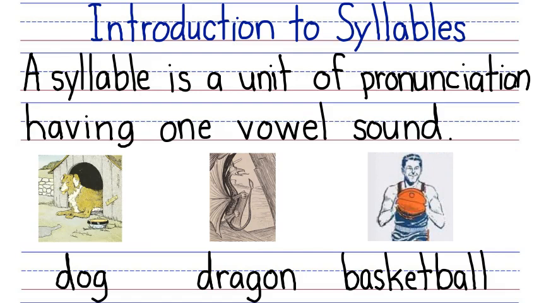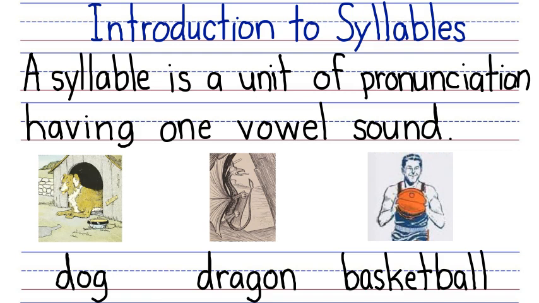I'm Sally Cole with Story Hour Academy, and this lesson gives you an introduction to syllables. The first thing that you need to know about syllables is that every English word is made up of one or more syllables. By definition, a syllable is a unit of pronunciation having one vowel sound.